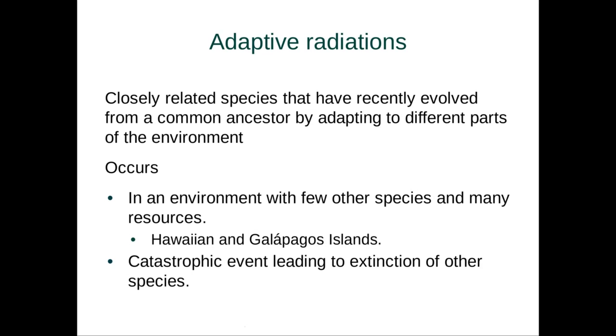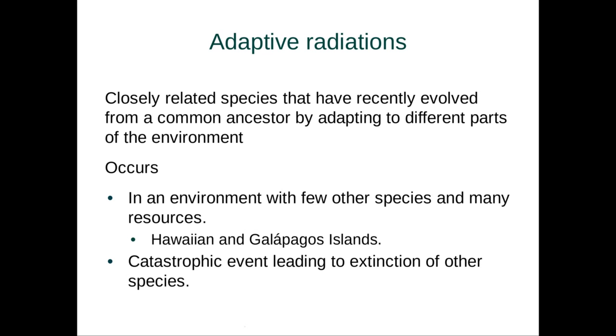Adaptive radiation happens when closely related species have recently evolved from a common ancestor by adapting to different parts of the environment. Now, when we just talked about the Galapagos finches, how did that come to be? Well, they came from the mainland, they landed on the Galapagos, and there were all these different habitats present on the Galapagos. And so the birds evolved into different species occupying all these different environments. And that's what adaptive radiation is. Fanning out to occupy all these different niches present.